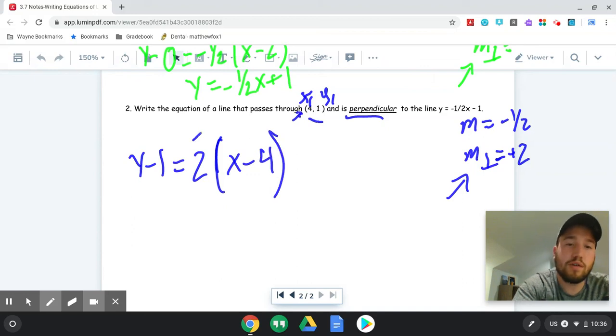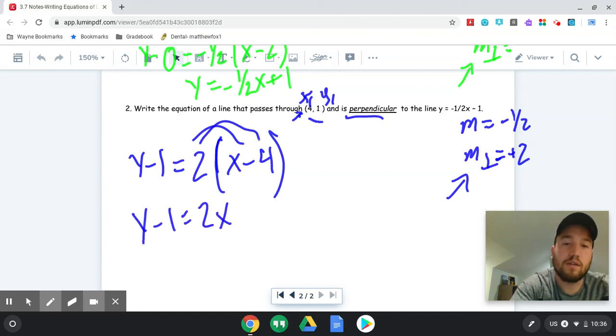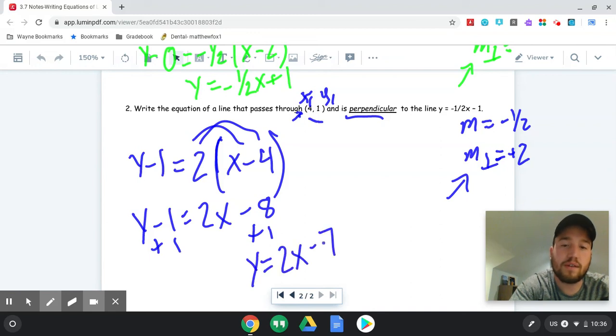We distribute in, and we're going to have y minus 1 equals 2x, 2 times negative 4 is negative 8. Add the 1 to both sides. We're just about done, and we get y equals 2x minus 7. And that will be our final answer.